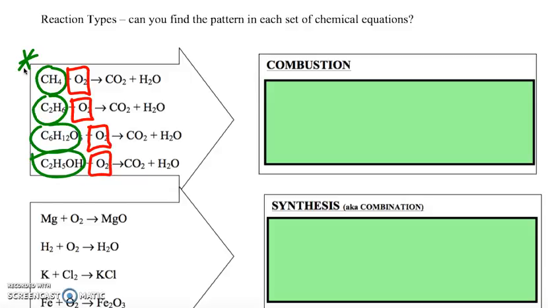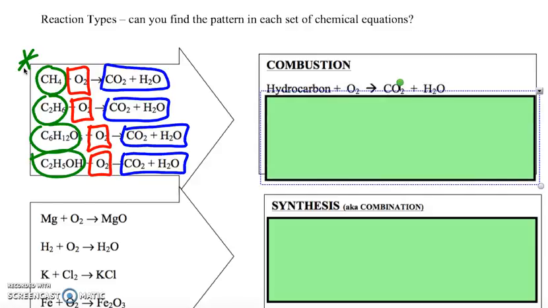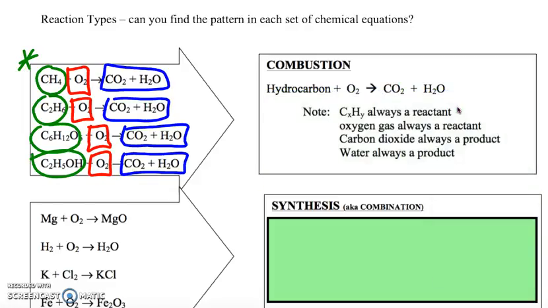Also, products of combustion will always be carbon dioxide and water, and only carbon dioxide and water. So you need to recognize that when you see those two products as the only products, that is another characteristic that'll help you recognize that this is combustion. So what you're looking for in combustion is a hydrocarbon reacting with oxygen to form CO2 and H2O.